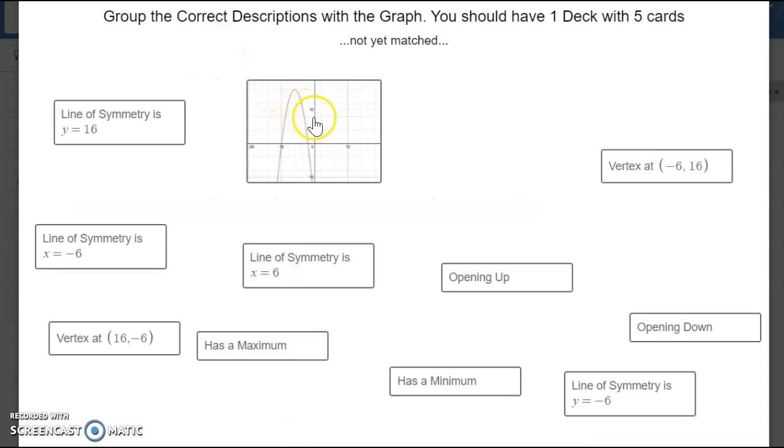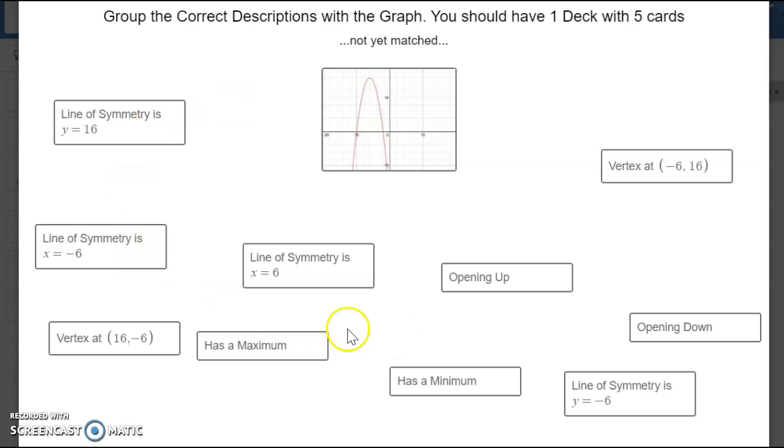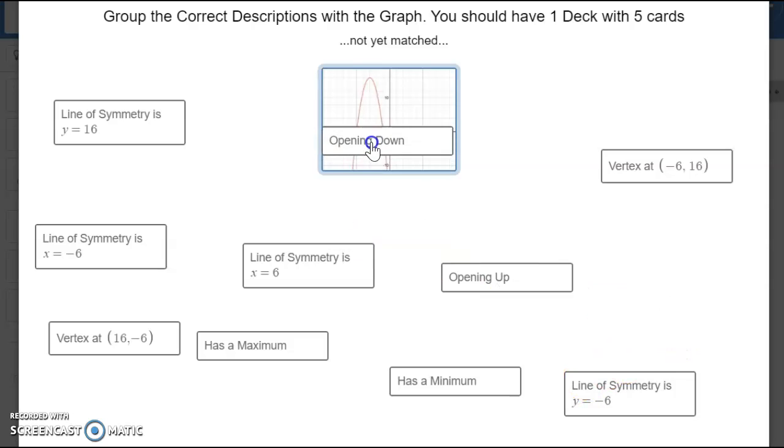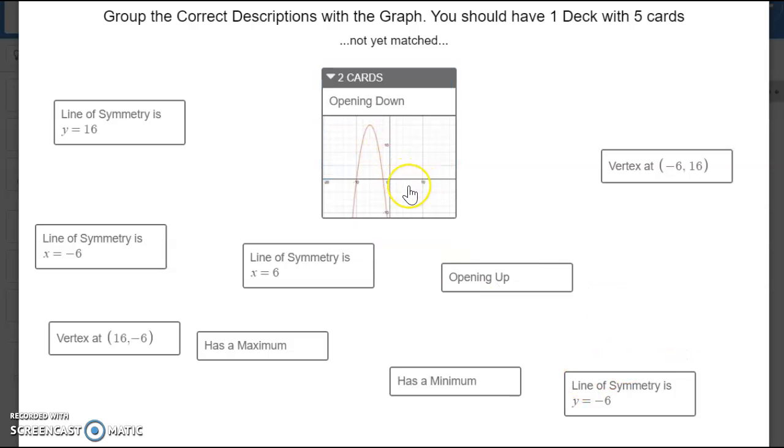So I just have one graph. This is my graph and I am matching up everything that goes with this. Now, is this a parabola that is opening up or opening down? If I was to make the parabola with my arms, am I opening up or am I opening down? I'm opening down. So I find my opening down and match it up here. What else? Where is the vertex? The vertex is the highest or the lowest point. What do we have here? We have an upside down parabola that is opening down.